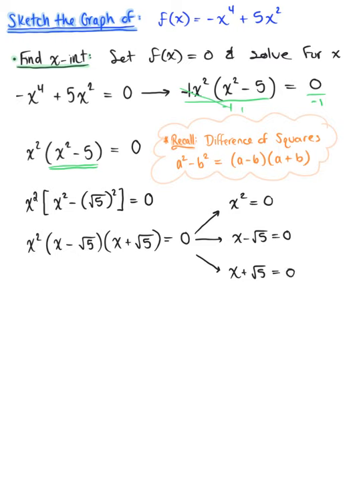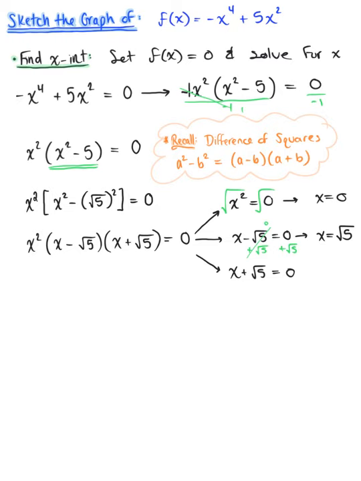So in case 1, we have x squared equals 0. And if we take the square root of both sides, we are left with x is equal to 0. So that's our first x-intercept. In case 2, we can now add the square root of 5 to both sides of the equation. So these square roots of 5 cancel each other out, leaving us with x is equal to positive square root of 5, which is our second x-intercept.